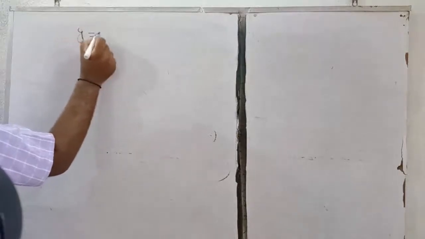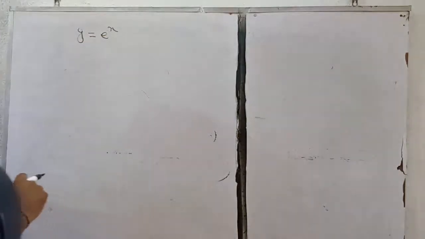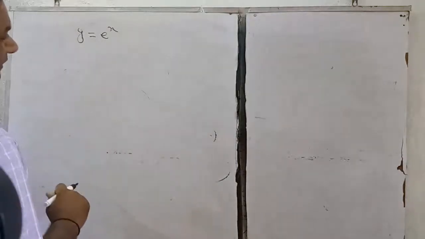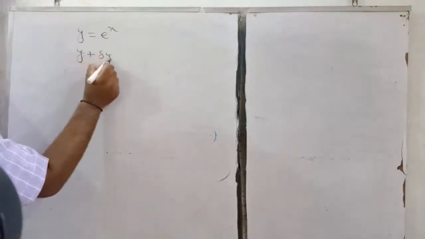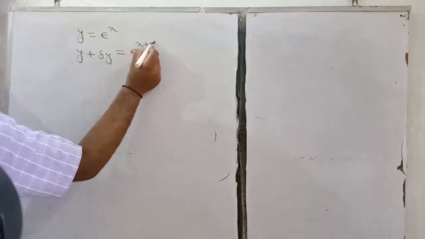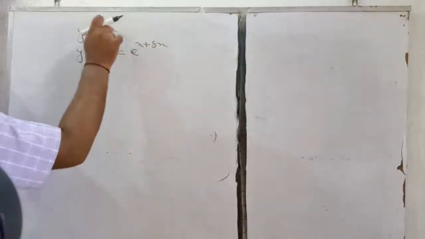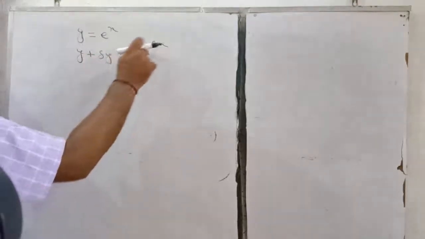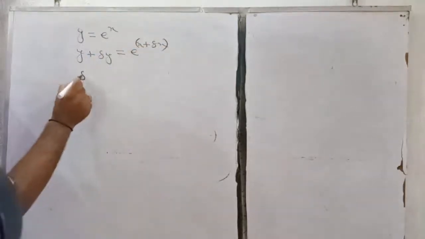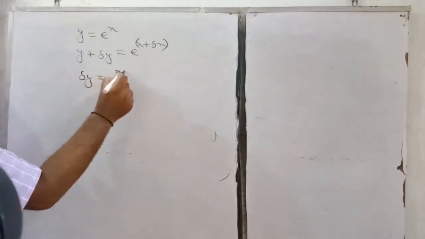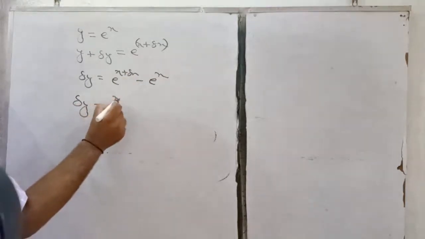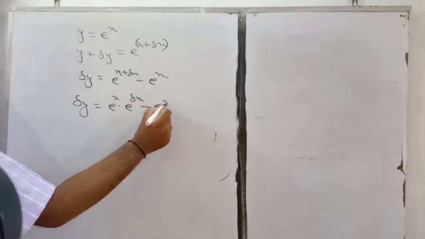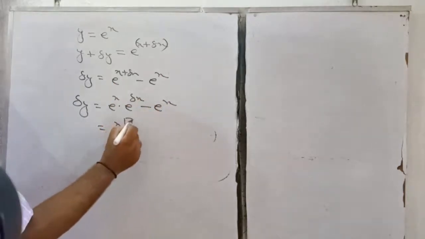Suppose y is equal to e to the power x. I want to find the differentiation of the exponential function y equals e to the power x. So our step is y plus delta y is equal to e to the power x plus delta x, because x is in the power, so the change will happen in the power only. After subtracting we get e to the power x plus delta x minus e to the power x, or e to the power x times e to the power delta x minus e to the power x. Take e to the power x common.